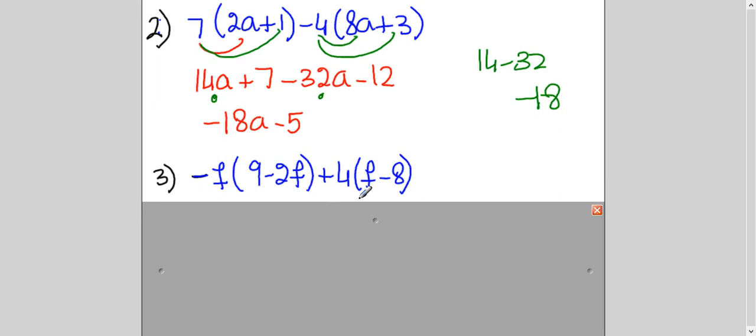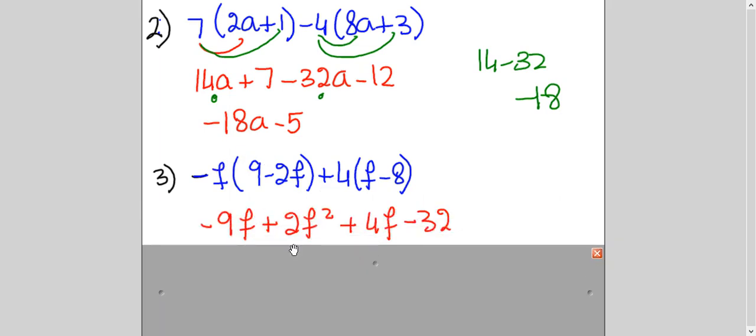Now let's see approximately the same thing, but now we have a minus sign here. So minus f multiplied by 9 is minus 9f, right?